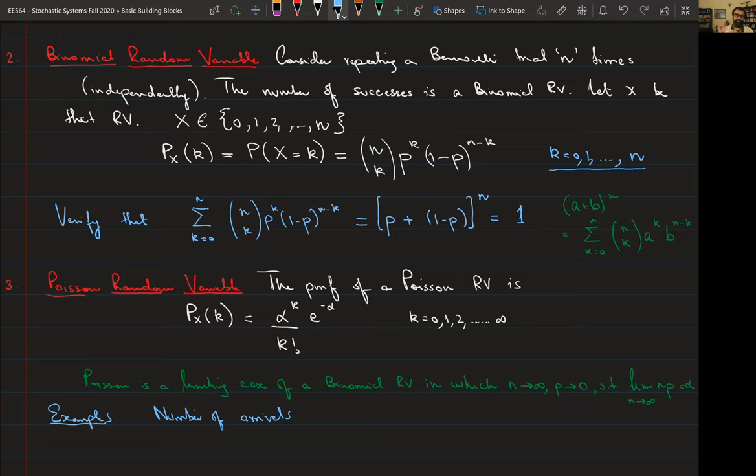Process to pick up dying, so there's a relationship with the Poisson process. That's going to be for later. For now, the number of arrivals that you get in, for example, a grocery store, the customer arrivals in a grocery store for a certain time duration, that can be well modeled statistically as a Poisson random variable.